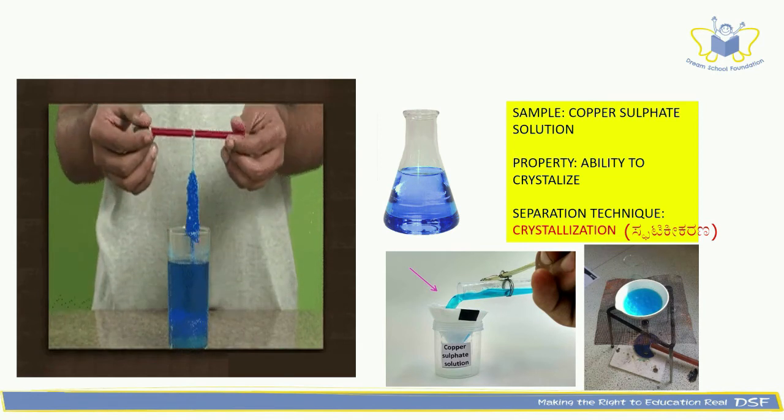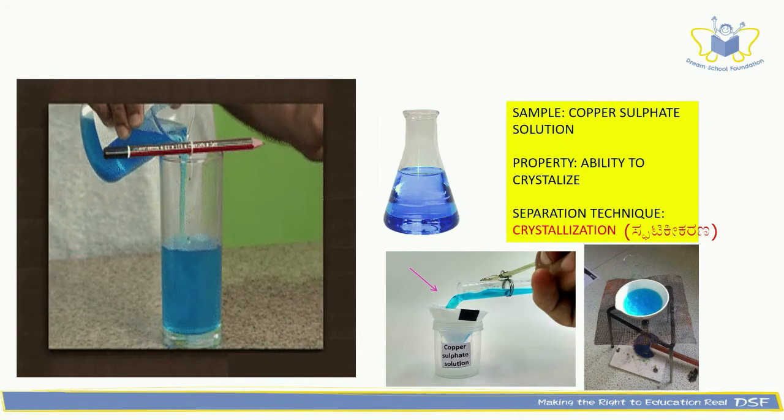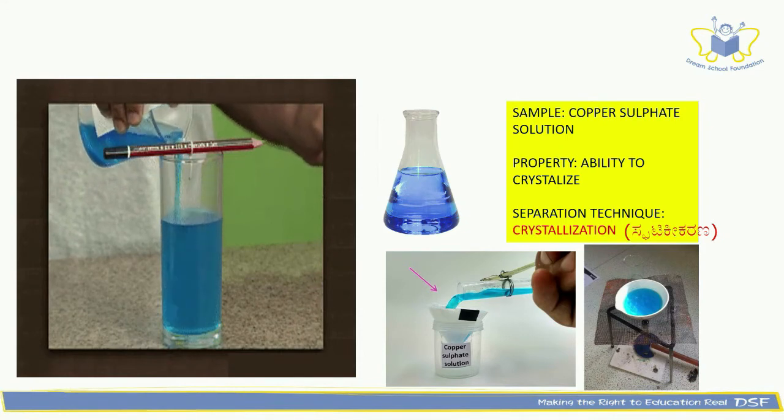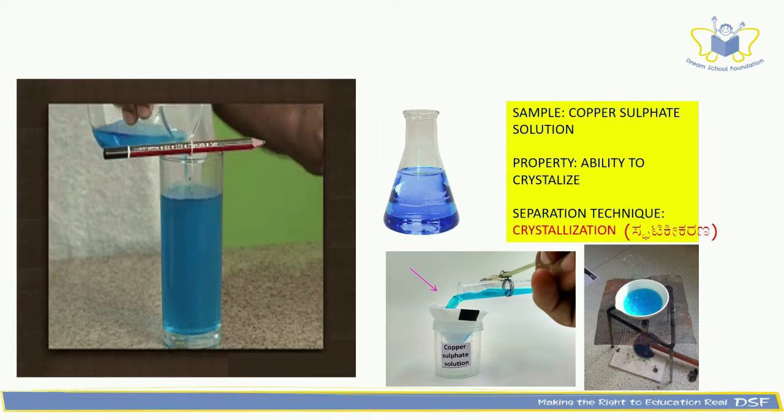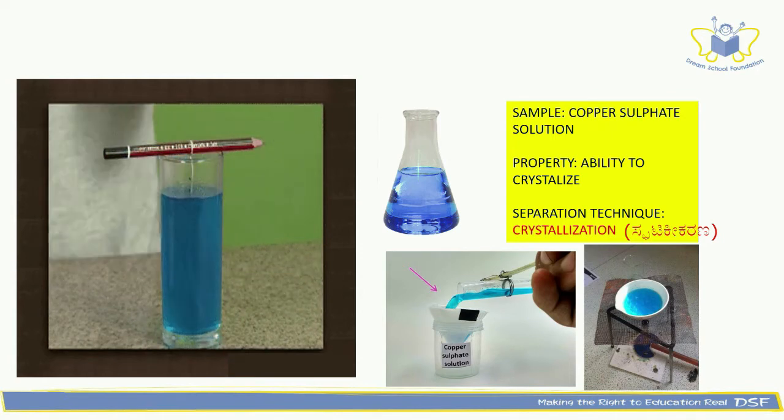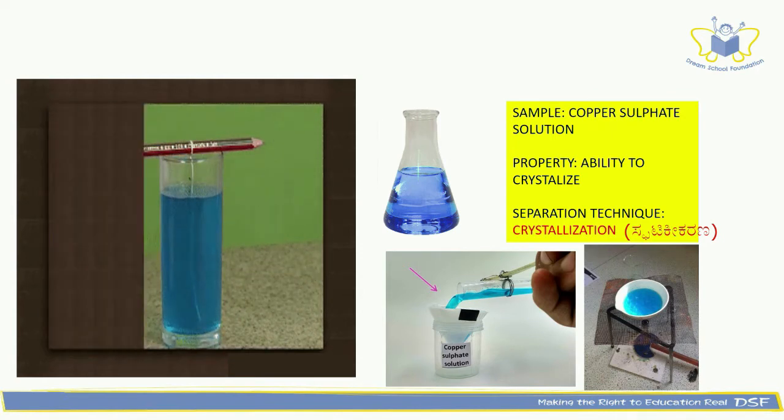Thus, we have separated it from the impurities. This process is termed as crystallization. This method can be used for solids having crystalline properties dissolved in liquids.